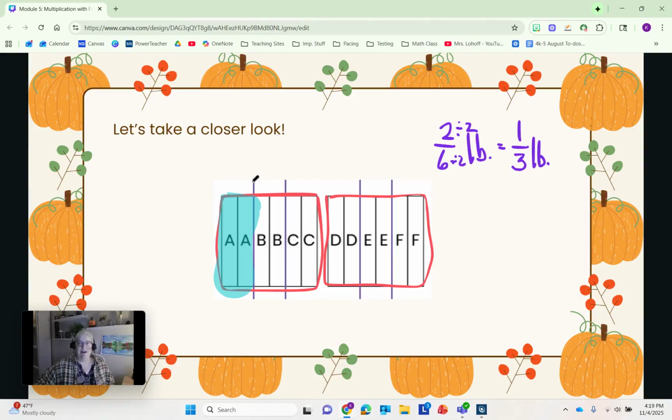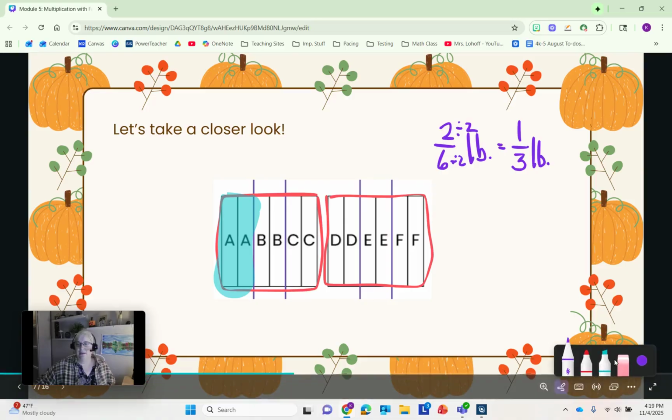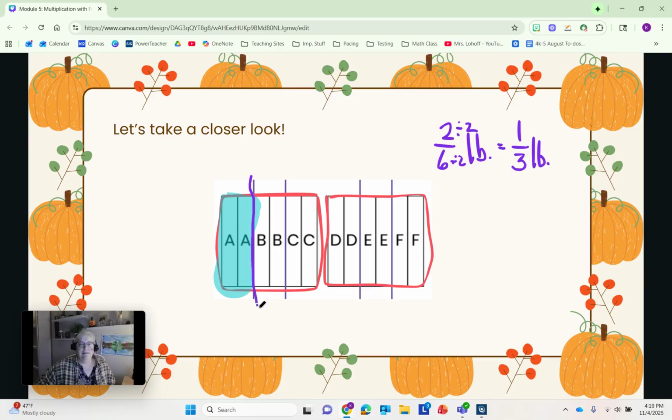And that's what these larger lines are showing. These larger lines are showing thirds. If I look at this line and this line, it's dividing it into 3. A got 1/3, B got a third, C got a third, D got a third, E got a third, and F got a third. Each of the friends got 1/3 pound of nuts.